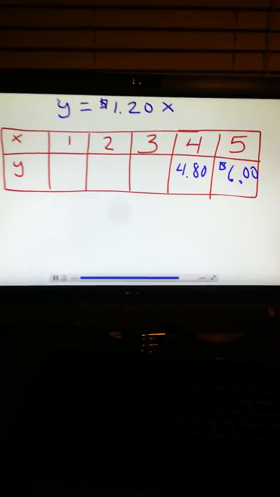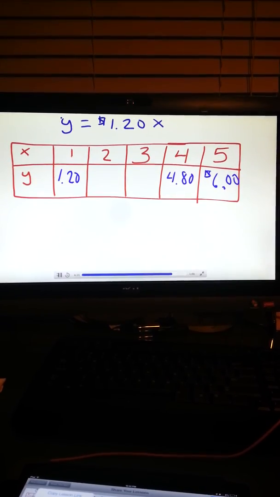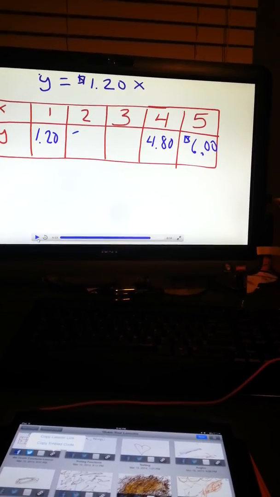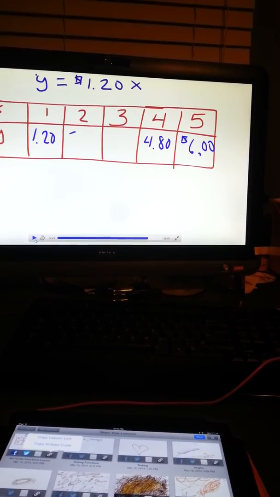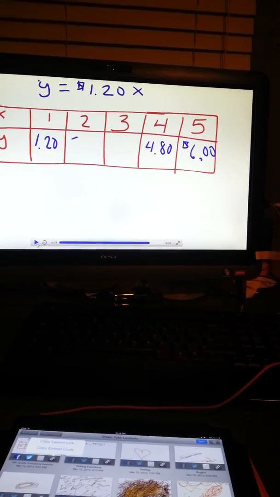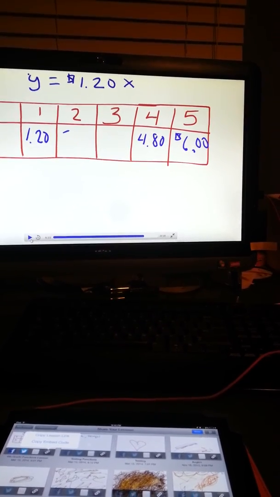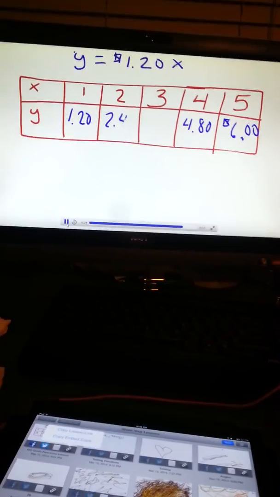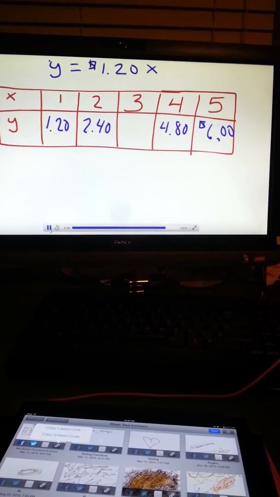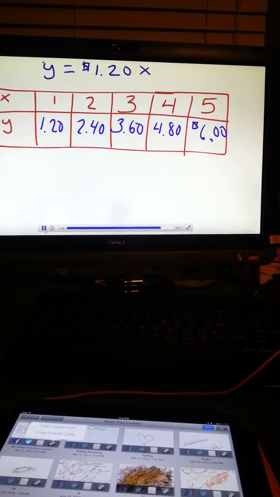The output would be, for 1 day, we know is 120. For 2 days, take a moment and try and figure out how much would the total cost be for 2 and 3 days. Once again, you can place me on pause while you figure this out. $2.40. For 3 days, it would be $3.60. And there you have it.